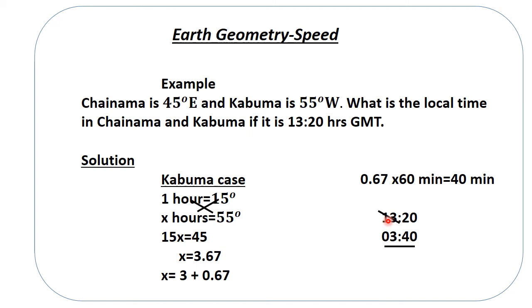So this is going to become 12, since we have removed 1 hour. When this 1 hour is taken to the side of minutes, it's going to be 60. So on the minutes, we're going to have 60 plus what is already there. 60 plus 20 is going to be 80. 80 minus 40 is going to be 40. And 12 minus 3 is going to be 9. So this is going to be 9 hours 40 minutes. That is the local time in Kabuma.